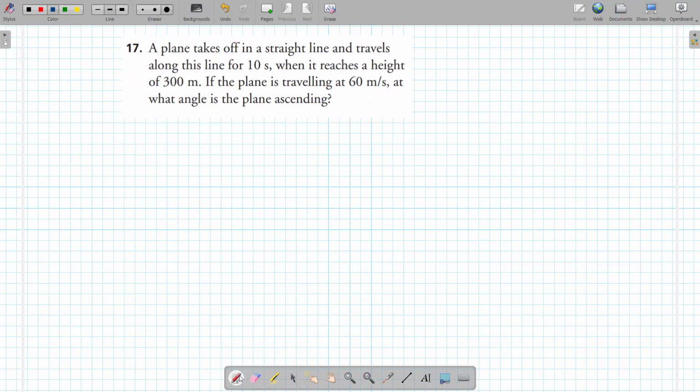All right, so a plane takes off in a straight line and travels along this line for 10 seconds. So let's say this is the end of the runway. The plane has taken off. This is going to be the path of the plane. And after 10 seconds, it reaches a height of 300 meters. If the plane is traveling at 60 meters per second, at what angle is the plane ascending?